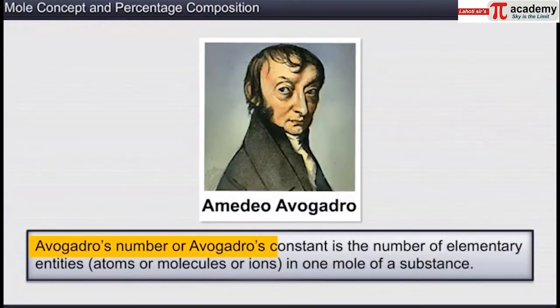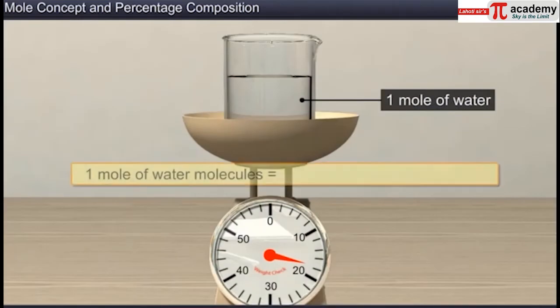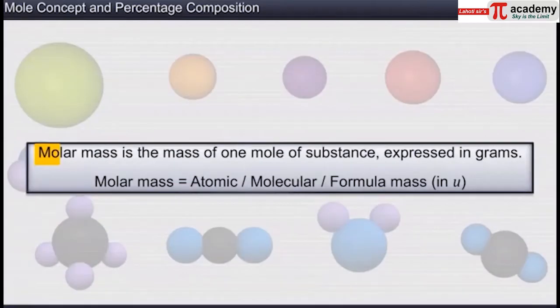Avogadro's number or Avogadro's constant is defined as the number of elementary entities, atoms or molecules or ions in 1 mole of a substance. Thus, we can say that 1 mole of water molecules contains 6.022 multiplied by 10 raised to 23 water molecules. Having found the number of moles in a substance, we can determine the mass of a mole, also known as molar mass. Molar mass is the mass of 1 mole of substance expressed in grams.